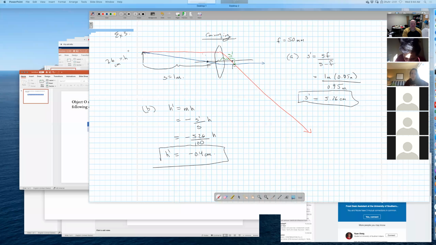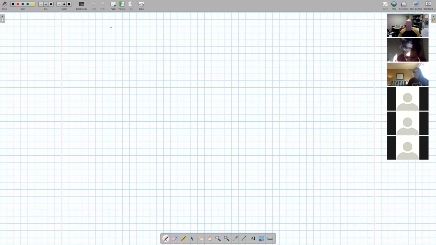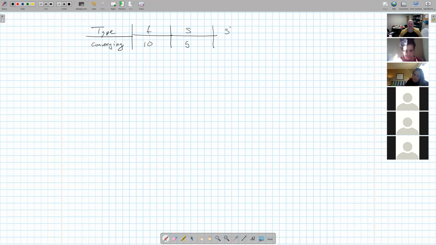So let's go ahead and start filling out our chart. From here, we know the type is going to be converging. F was given to us, we know that's 10. We also know S is going to be 5. And we want S prime. We want M. We want real or virtual, and we want upright or inverted.